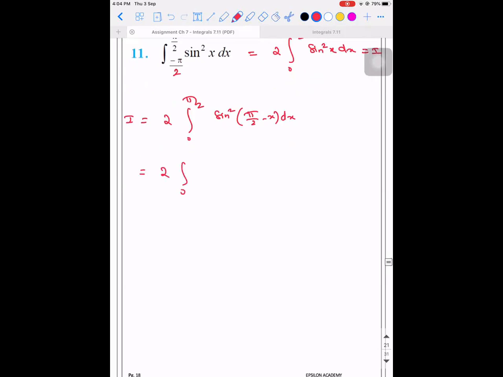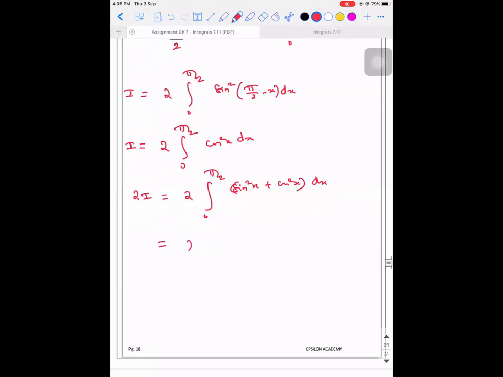So this will be 2 times integral of 0 to pi by 2 cos square x dx. So this is I. So 2I will be equal to 2 times integral of 0 to pi by 2 sine square x plus cos square x dx. So what do you get? 2 into integral of dx between 0 to pi by 2. So 2 into pi by 2 is 2I. So 2 and 2 will get cancelled. I will be equal to pi by 2.